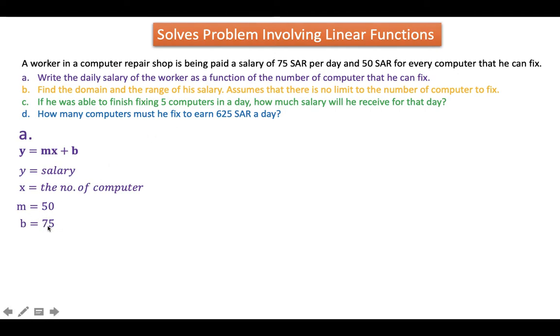Okay, so replacing these values in our y equals mx plus b, replacing m by 50 and b by 75, this is now our modeled function for this given. Okay, for Task B, find the domain and the range of his salary. Assume that there is no limit to the number of computers to be fixed.